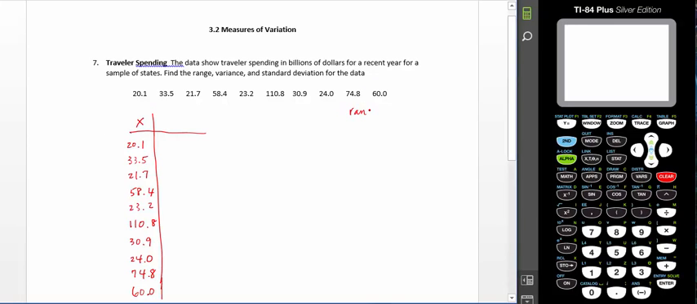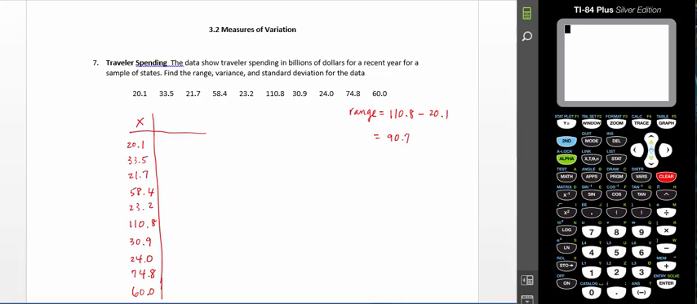Range is the largest number minus the smallest number. So it looks like the largest number is 110.8 billion minus the smallest number, which looks like 20.1. So that would give us 90.7 billion as the range of this data set.